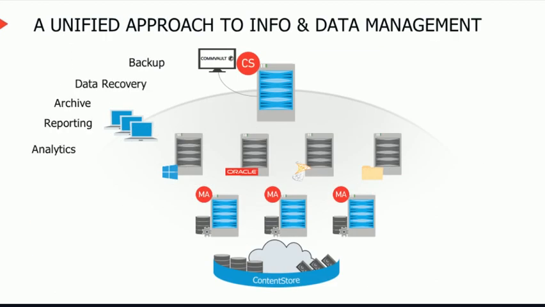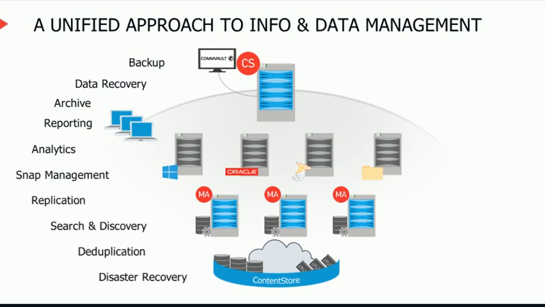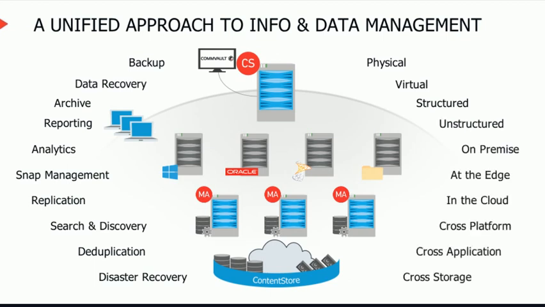CommVault next-generation software allows organizations to leverage these core infrastructure components to handle a wide variety of information and data management functions, including data protection and recovery, archive of data for capacity optimization purposes, reporting and analytics, the management and induction of hardware-based snapshots into an overall data management strategy, data replication, search and analytics, automation, migration, deduplication, and disaster recovery. These functions may be applied across both physical and virtual environments for structured and unstructured data, both on-premise, in the cloud, and at the edge, spanning different server platforms, hypervisors, applications, and disparate storage platforms.